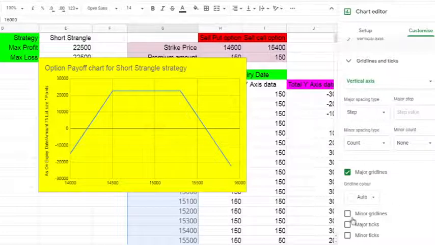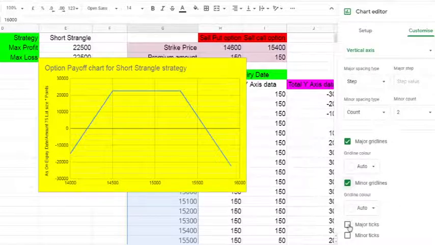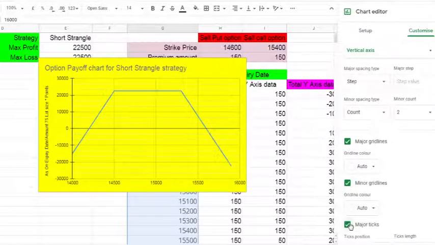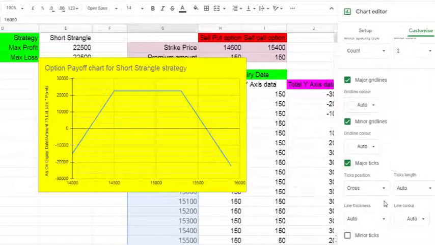Then I want the minor grid lines. You see, when I click on the minor grid lines it comes, and also I want the ticks, major ticks. Okay, so that I can click on the chart and I understand what is the data point. Okay, fine. I think I have completed this setup.